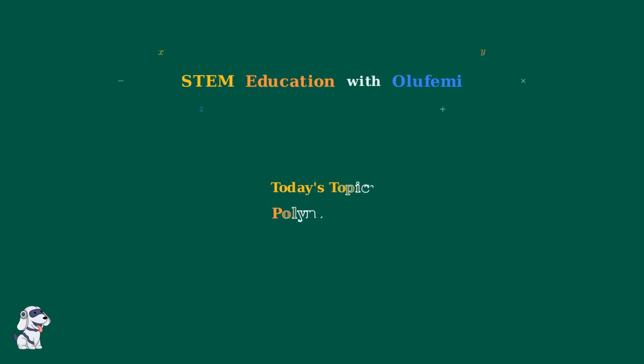Today, we're diving into the fascinating world of polynomials. We'll explore what they are, how to multiply them, and how to divide them. By the end of this video, you'll have a solid understanding of polynomial operations. Polynomials are mathematical expressions that combine variables and constants using addition, subtraction, and multiplication. Watch as this polynomial forms before your eyes, showing the beauty of mathematical structure.